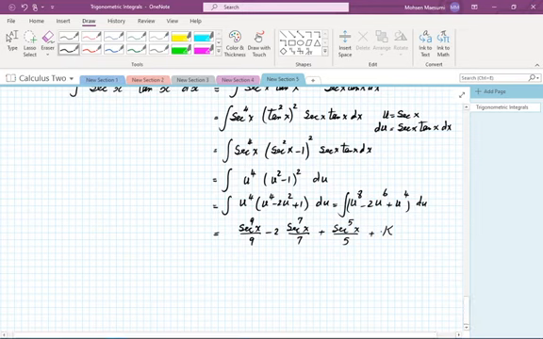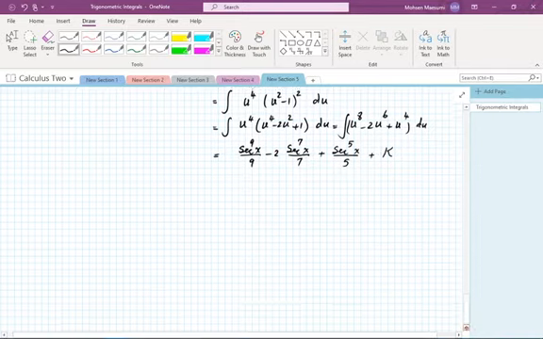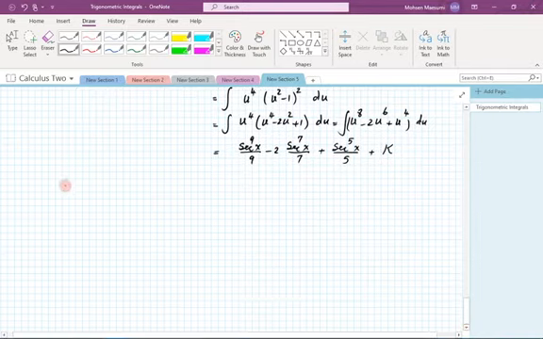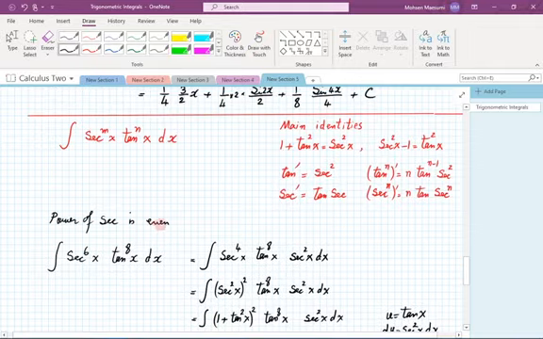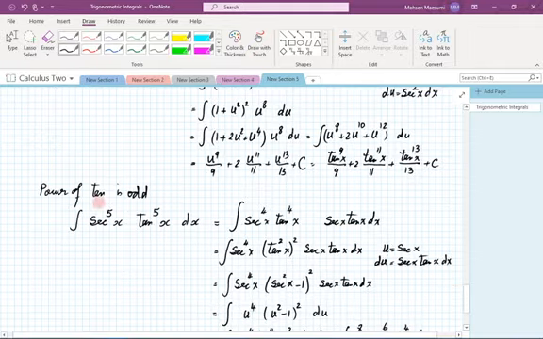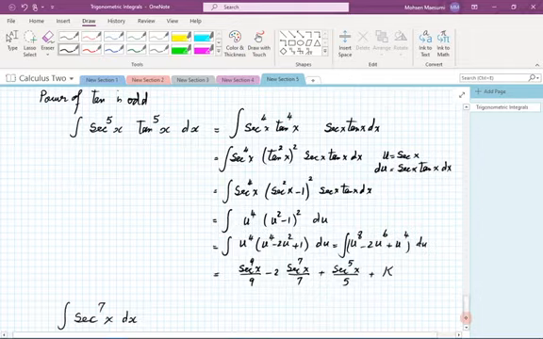Okay, now what if neither of these cases were valid? Neither the power of secant was even, nor was it that the power of tangent is odd. Let's go ahead, take a simple case, say secant to power of 7 of x dx. So our first approach doesn't work because secant was supposed to be even here. Second approach doesn't work because tangent was supposed to be odd there.